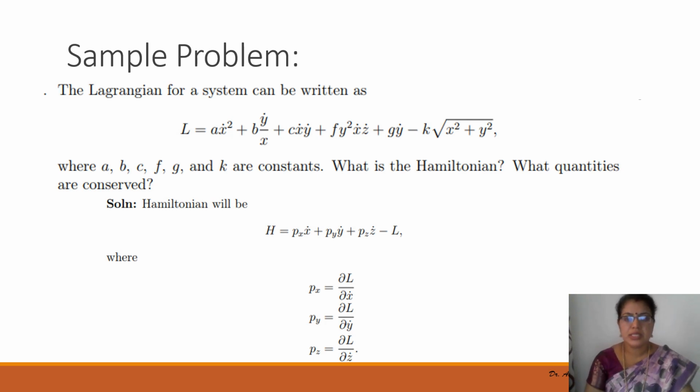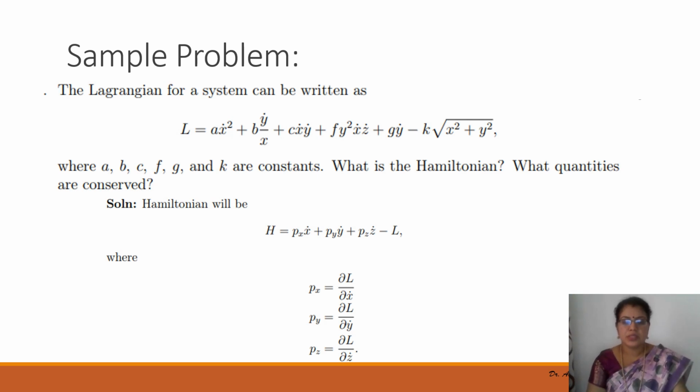So the Lagrangian for the system can be written as L is equal to a x dot square plus b y dot by x plus c x dot y dot plus f y square x dot z dot plus g y dot minus k into root of x square plus y square. So a, b, c, f, g and k are all constants. What is the Hamiltonian? What quantities are conserved? So this is the problem.